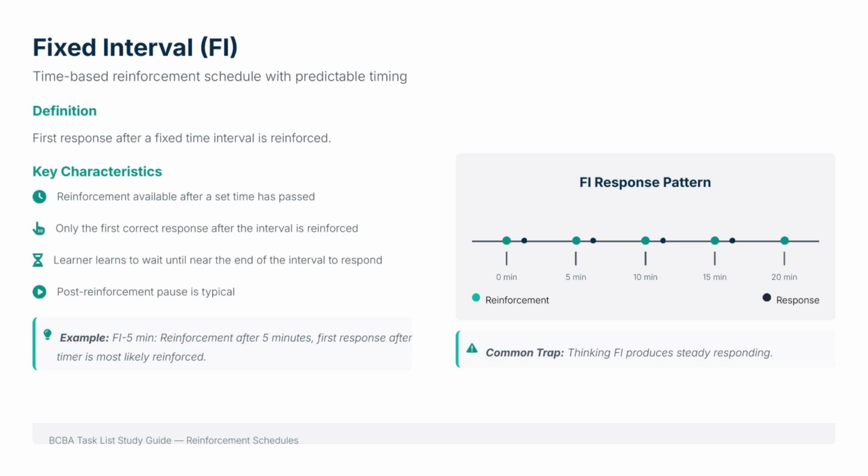Learners quickly detect the timing pattern. They pause after reinforcement and then gradually increase responding as the interval ends. A common mistake is assuming FI produces steady responding. It does not. Instead, it produces a very distinctive pattern.